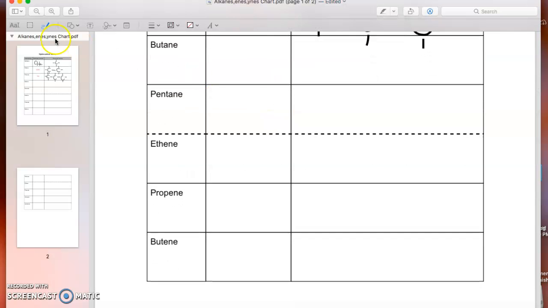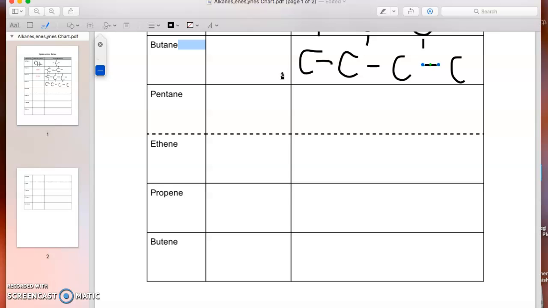So butane, we have 4. So we're gonna draw our 4. 1, 2, 3, 4. Bear with my drawings, I'm sorry. All right, and again, ane, we're gonna single bond these together. And then each carbon needs 4 bonds attached to it.